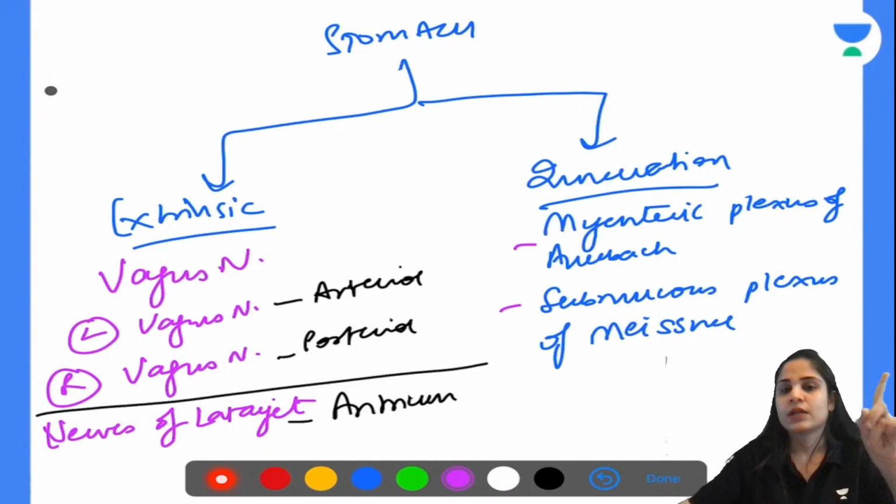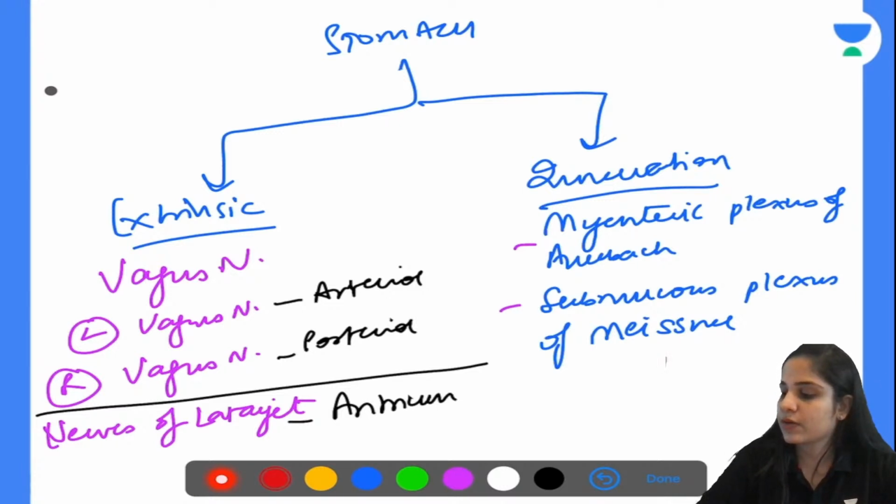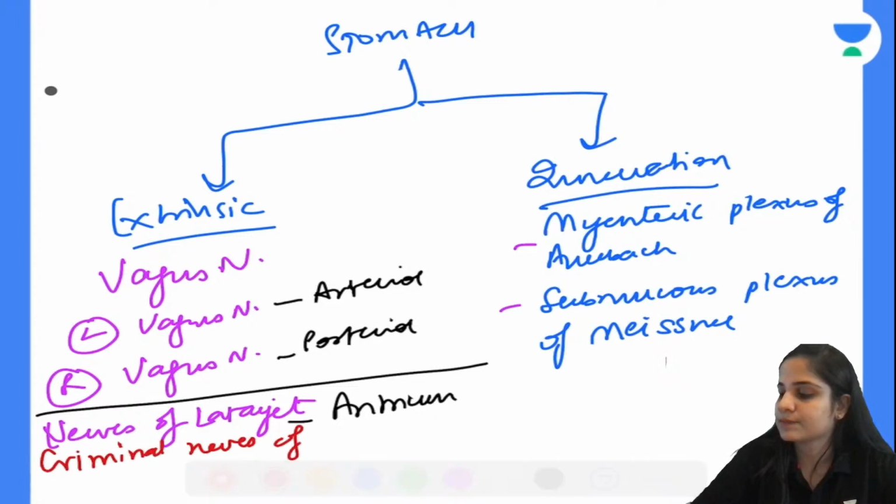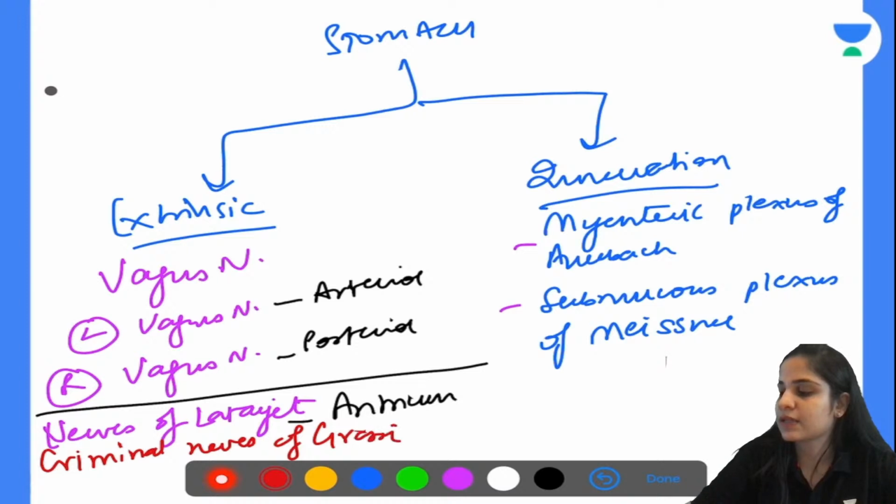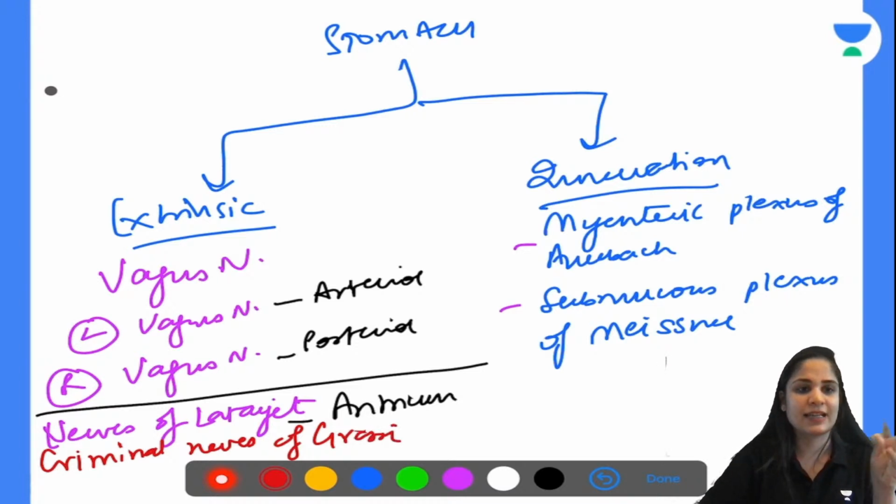Now there is one more nervous system component that you need to know, that is asked in the exam, and that is very, very important. I don't have space here, but I'm writing it. I hope you understand. That is the criminal nerves of Grassi. This is also asked many times in the exam. All these special things they like to ask, because they feel that if they ask all this, no one will read so much in detail. So whenever there are nerves with special names, you should try to remember them for the exam.